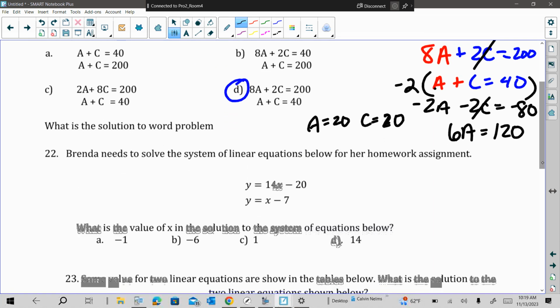Okay, so on a problem like 22 here, you saw the system for homework, which is the value of x in the solution. So now you're picking which method you want to use. You can graph, you can do substitution, but you're trying to get to the answer choice here.